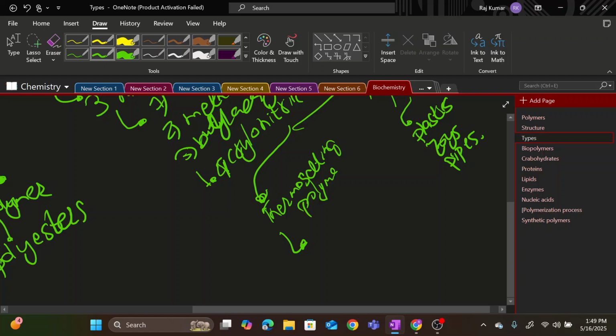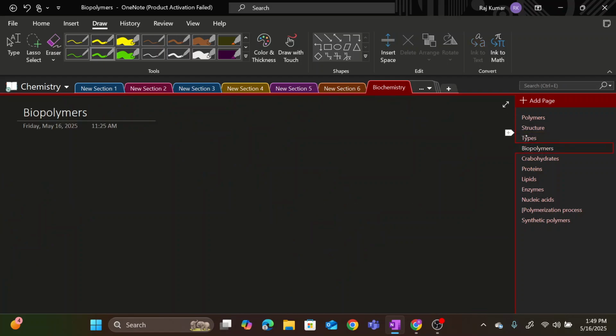Rather, when we are going to heat them at a very high temperature, they will decompose rather than melting, and they are not going to harden on cooling as well. Examples of this are synthetic varnishes and epoxy resins. This is an important thing. Now let's move on to another important part, which is about the polymerization process.